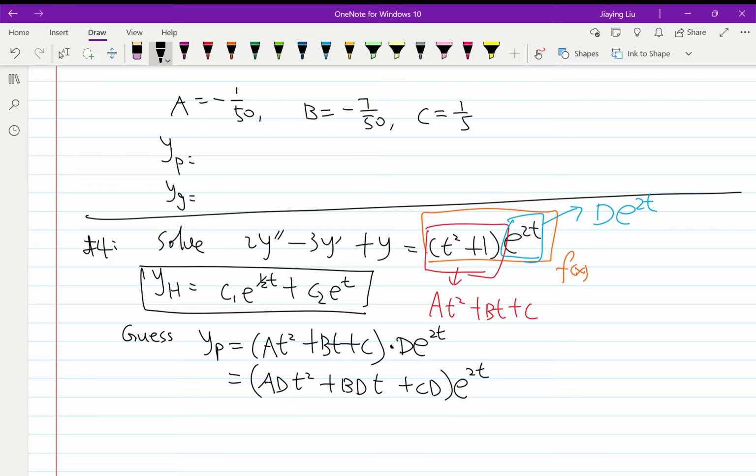AD here is just, A is a constant, D is a constant, so A times D is just a constant we don't know. BD is also one constant, CD is one constant, so we can actually rename them. Maybe you can use a different letter. Maybe call this A hat t squared plus B hat t plus C hat, times e to the 2t. So in the end, we will only be able to find 3 constants, not 4.